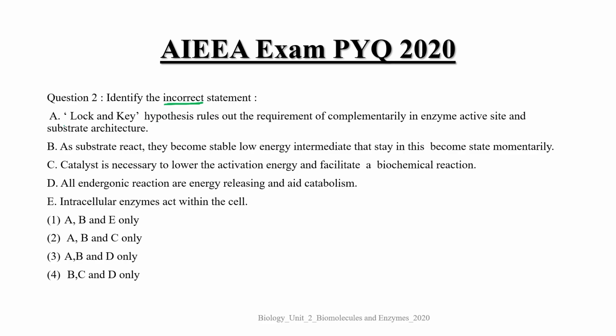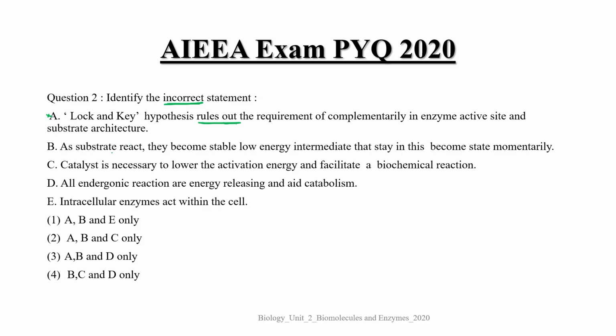In choice A, what is written? Lock and key hypothesis rules out the requirement of complementarity in enzyme active site and substrate. This hypothesis actually states that enzyme and substrate are complementary to each other, just like lock and key. This statement is showing a reverse statement of this hypothesis. They have mentioned "rules out the requirement." So this one is incorrect according to me.